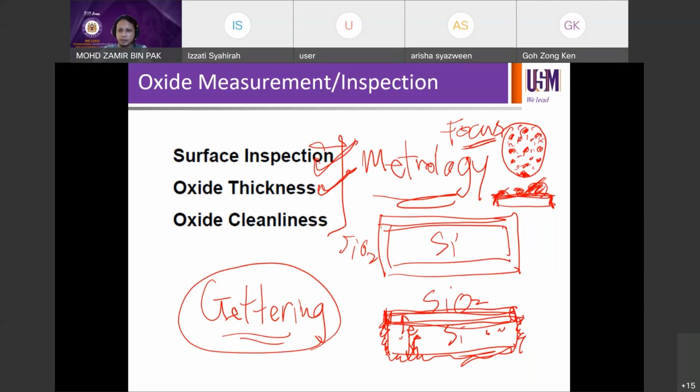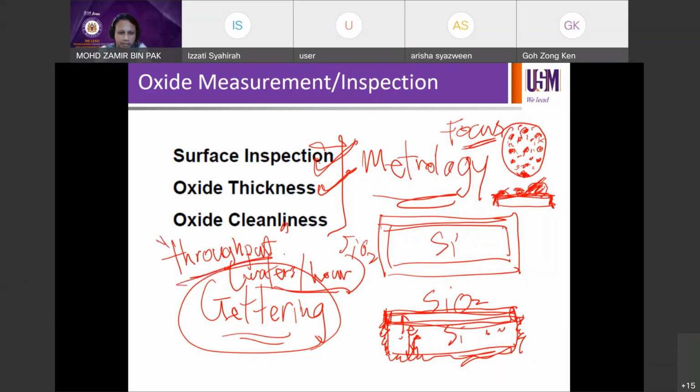Right? So the more you measure, the more accurate result you get, but then it will affect the throughput of the process. Throughput. Throughput ni wafers per hour. Berapa wafer per hour yang you can measure? Berapa wafer per hour yang you can oxidize? Berapa wafer per hour that you can print? Berapa wafer per hour you can diffuse? Right? So semua proses we'll be talking about throughput.